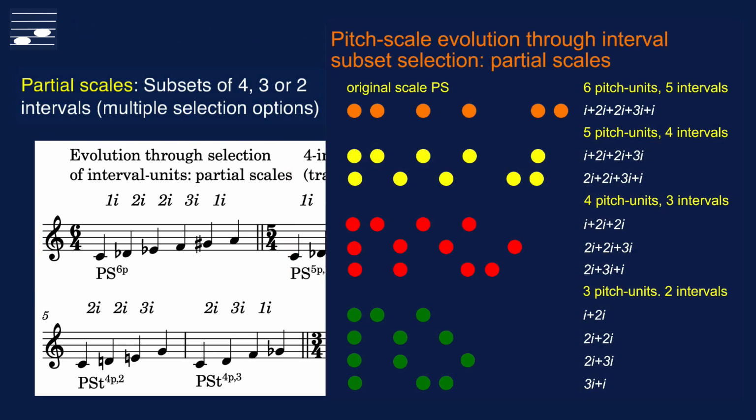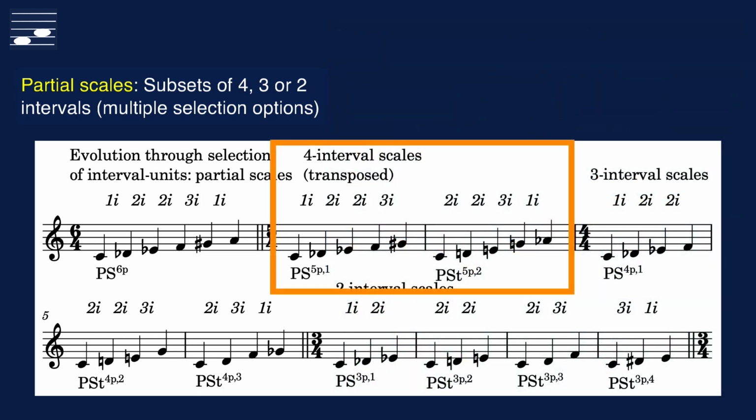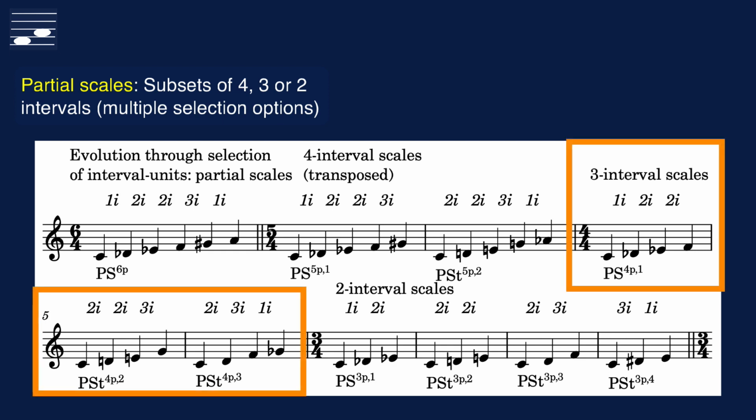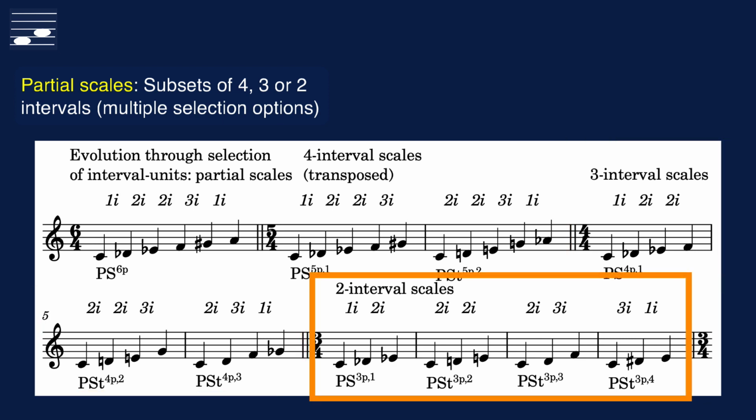Here you see the partial scale options in different color as we eliminate more and more intervals. This time we stop at the 4 options for the 2 interval scales. Listen to the 4 interval scales. The evolution into 3 interval options. And the partial scales with 2 intervals.